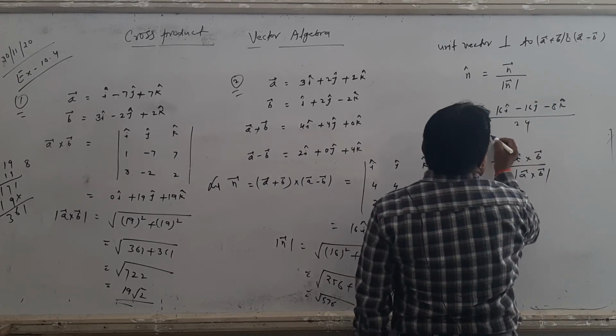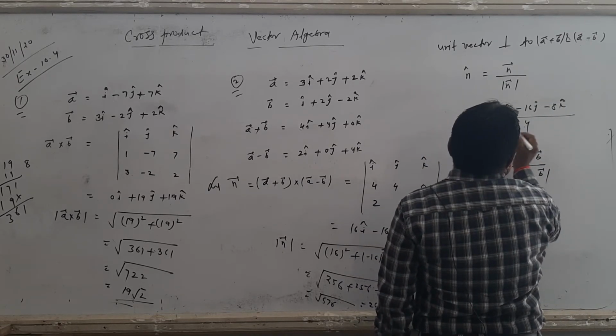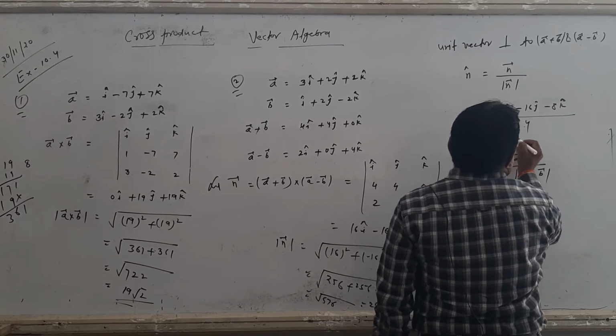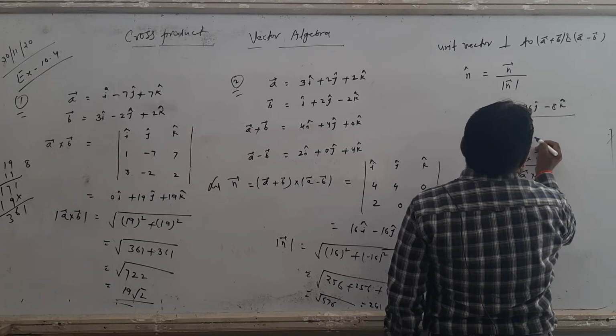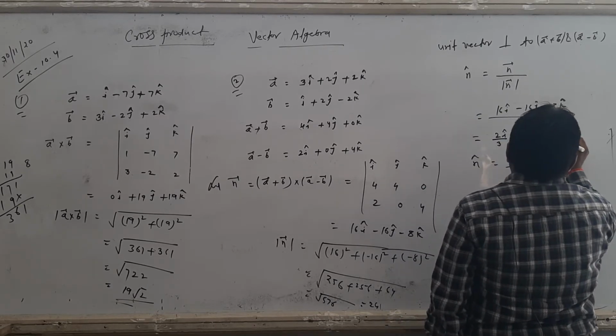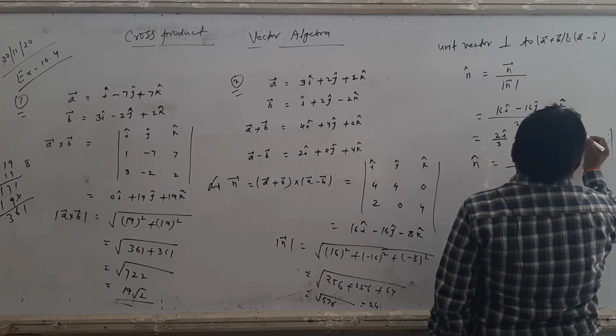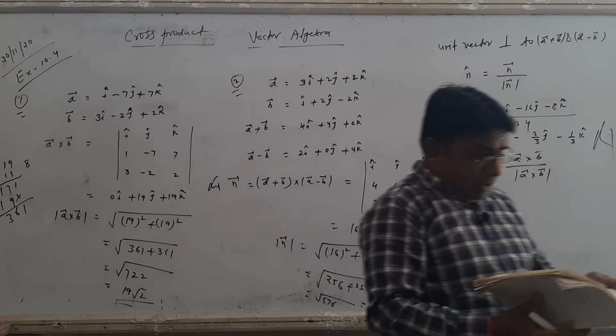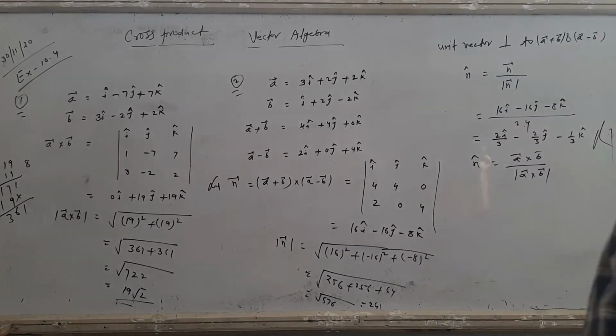Now 8 is common, right? Then 16 upon 24, 8 twos are 16 and 8 threes are 24. So 2 by 3 i cap minus 2 by 3 j cap and 1 by 3 k cap. So this is the answer, the unit vector perpendicular to each. This is a very, very important question.